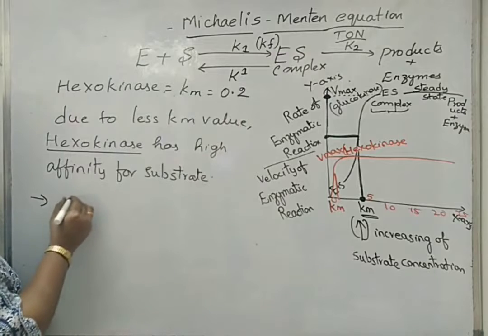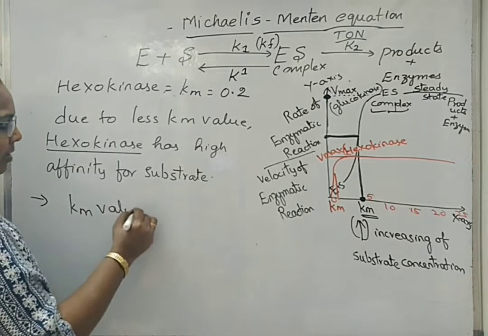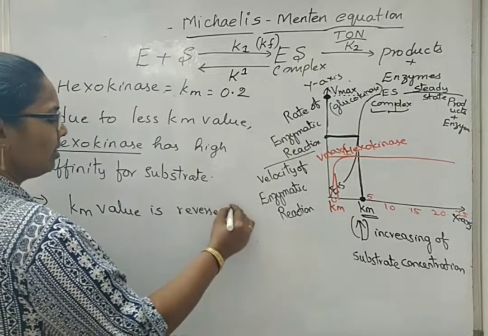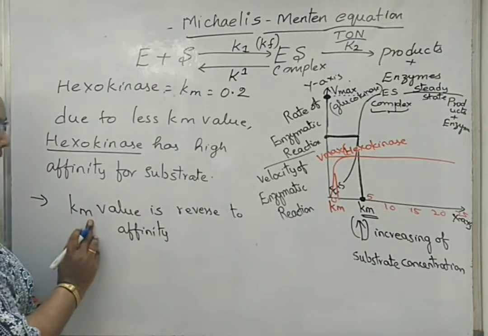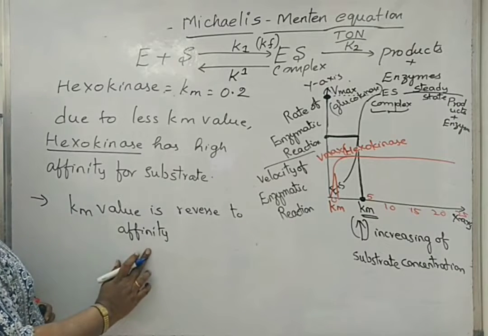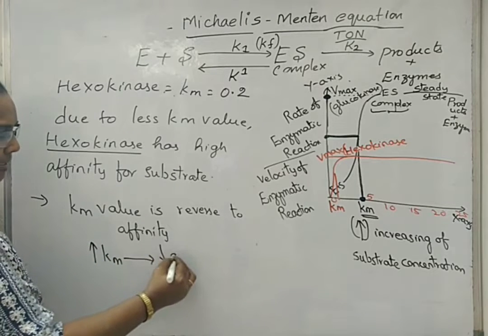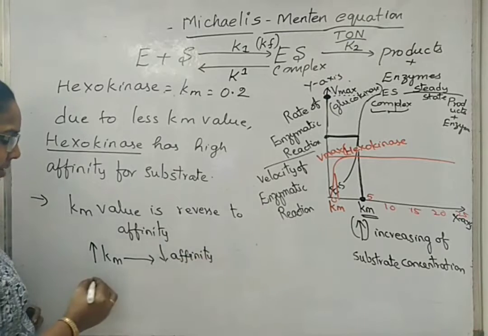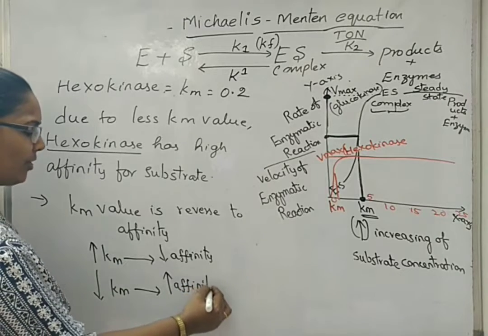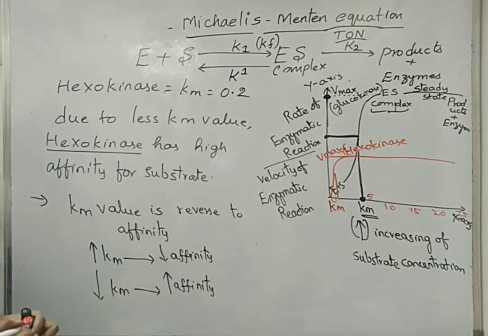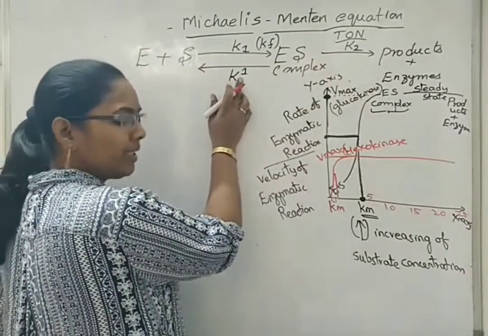Now we can frame a point. Km value is reverse to affinity. In the sense, more the affinity, less the Km value; more the Km value, less will be the affinity. Means more Km, less affinity. Less Km, more will be the affinity. Affinity means attraction of the enzymes towards the substrates. Based on K1, the rate constant, K2, and here again at the denominator K1.